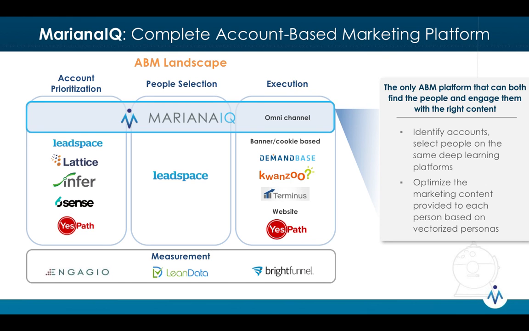Now, account-based marketing and the landscape of ABM tools is rapidly evolving, but we wanted to give you a view of how we see the landscape. As we discussed earlier, we look at it in 3 buckets: account prioritization, people prioritization, and execution, which rests on a bed of measurement, if you will. Mariana is the only company which can thread it through from account prioritization to people selection to execution. The key point to note here is that the data that we use for account prioritization and people selection is exactly the data that you need to drive execution.